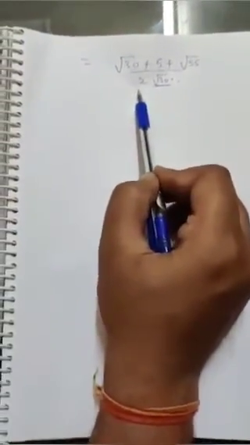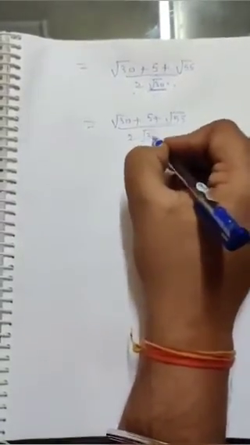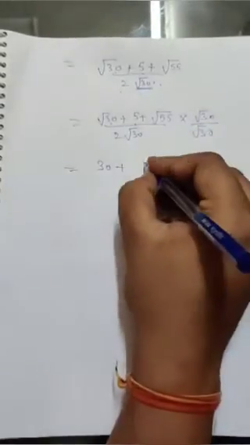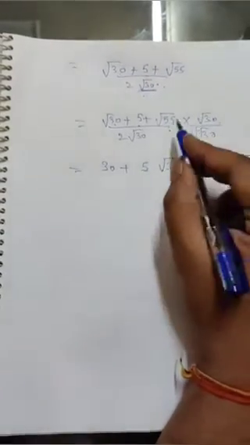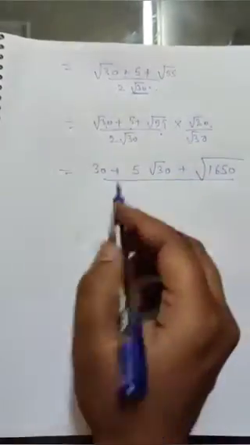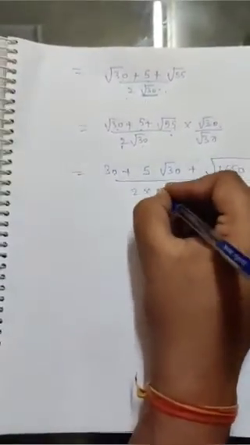upon 2 root 30. Now again we have to rationalize, and how will we do it? So root 30 plus 5 plus under the root 55 divided by 2 under the root 30, multiply root 30 here and also root 30 here. So what do we get? Root 30 multiply root 30, you will get 30, plus 5 multiply root 30, 5 under the root 30, plus root 55 multiply root 30, you will get root 1650. And divided by 2 multiply root 30 into root 30, so 2 multiply 30 will be there.